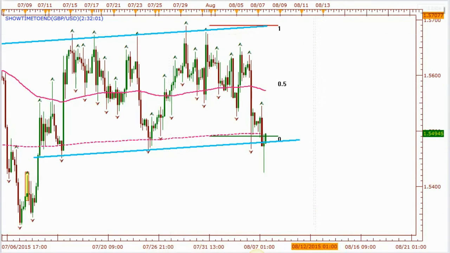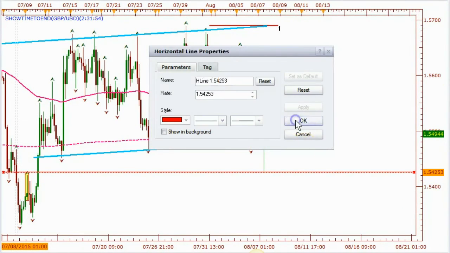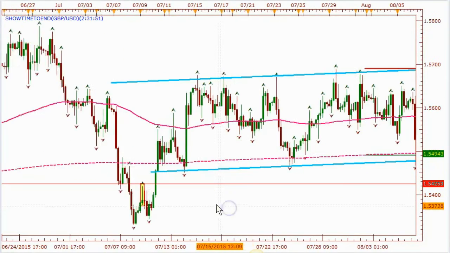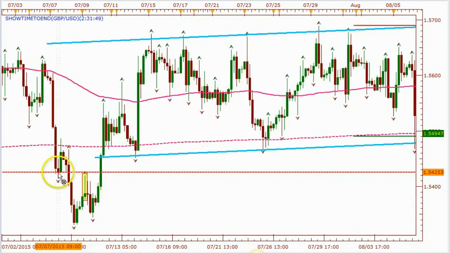If I draw support and resistance levels here, you'll see that there was a support and resistance level here, because we're looking at this base right here, the bottom. So let me move that. We're looking at this bottom here, and then this wick here. So we had support here, then we had resistance here.